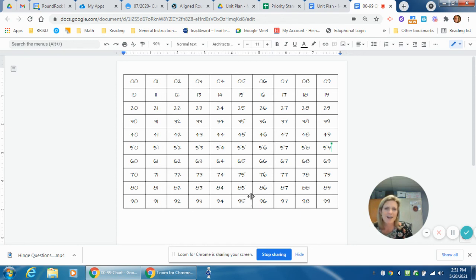All right, I hope that was helpful for you to see how you could use and assess that priority standard, but again, use it for any standard that you feel like you need that data point on for your students.